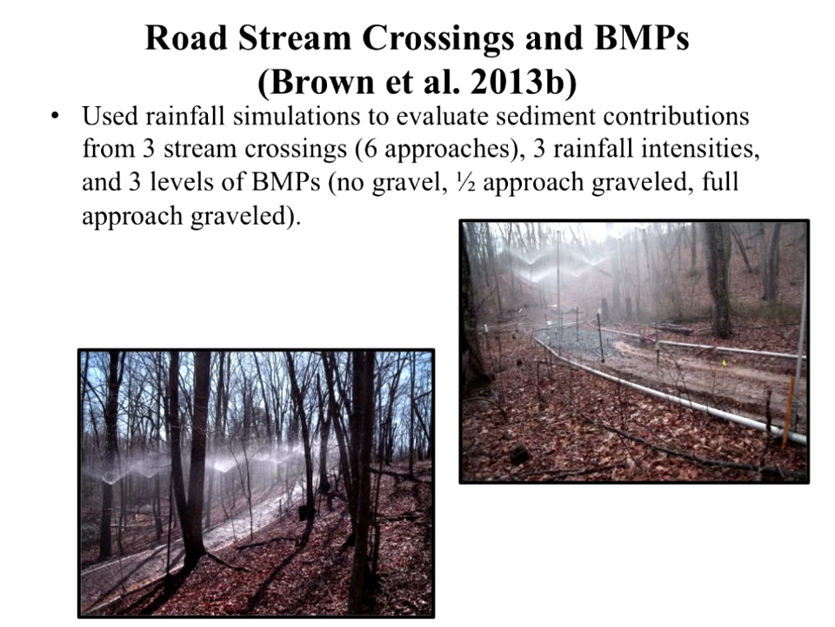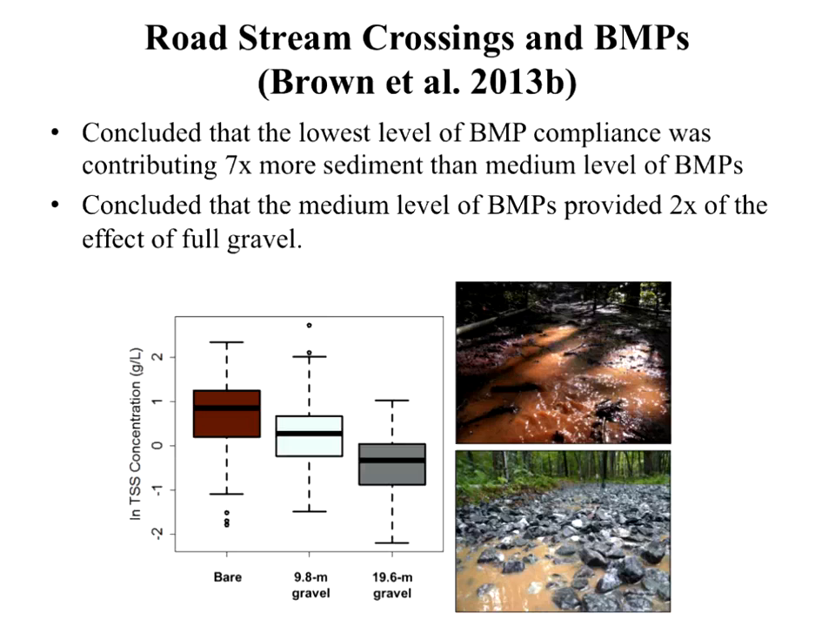This was another project where Chris was doing another stream crossing evaluation. He looked at 3 stream crossings, and he had an approach on each side, so he had 6 approaches, and he used a rainfall simulator to simulate rainfall intensities. He used 3 levels of BMPs on these approaches. He had one with no gravel, one where he graveled half of the approach, and one where he graveled the entire approach. And this was what he found.